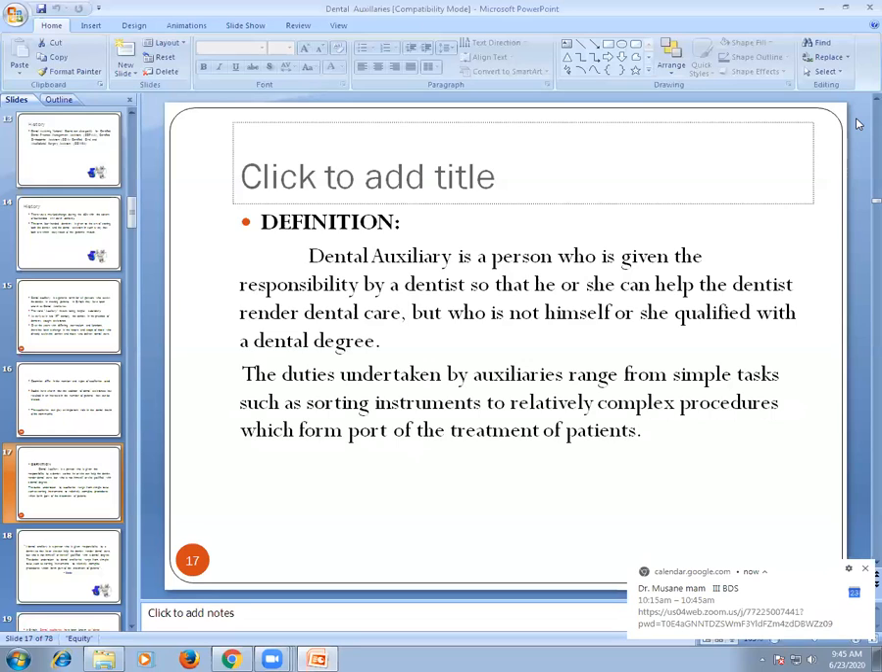What is the function? He or she can help the dentist under supervision. Duties undertaken by auxiliaries range from simple tasks such as sorting instruments to relatively complex procedures which form part of the treatment of patients.